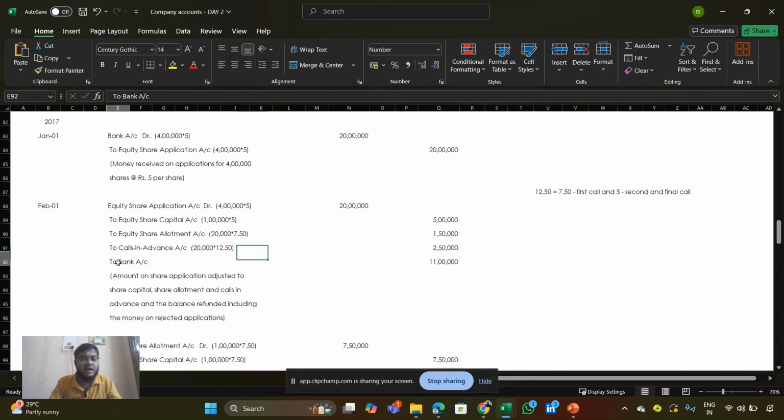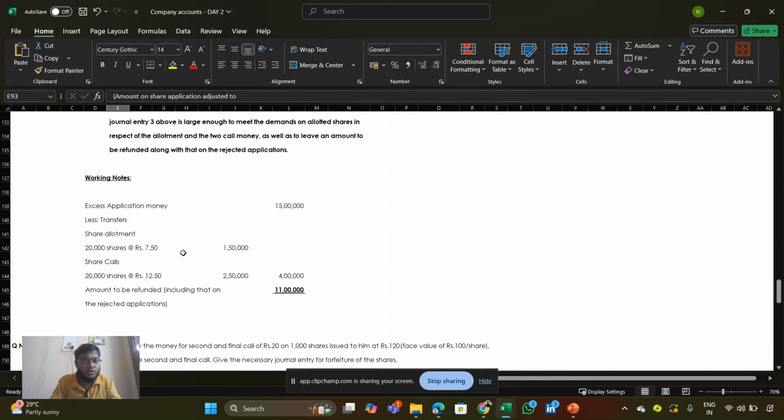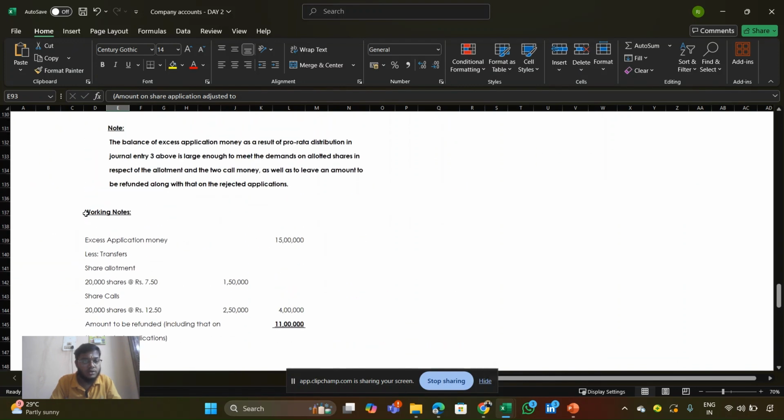This bank I have written a working note. I will show you the working note. Where is the working note? Yeah, this is the working note.